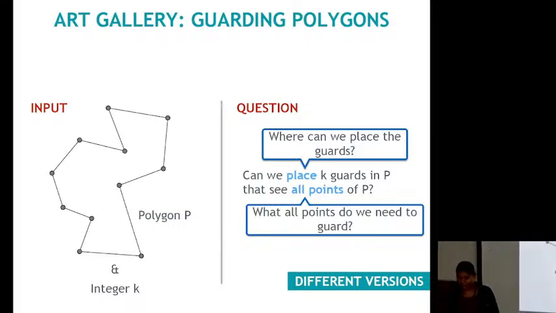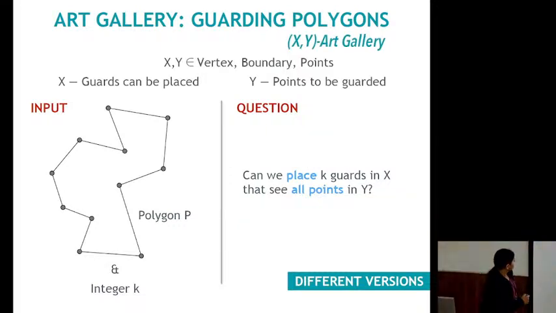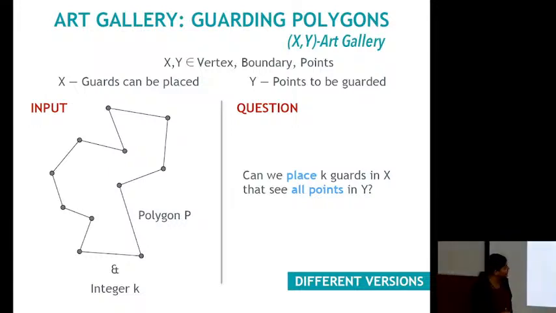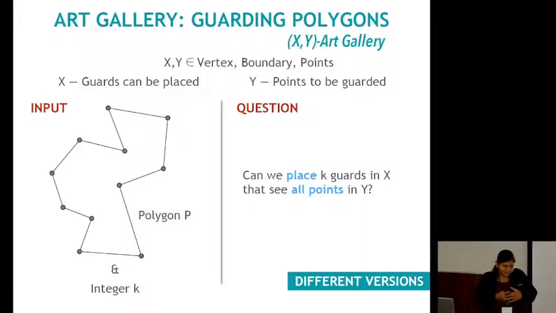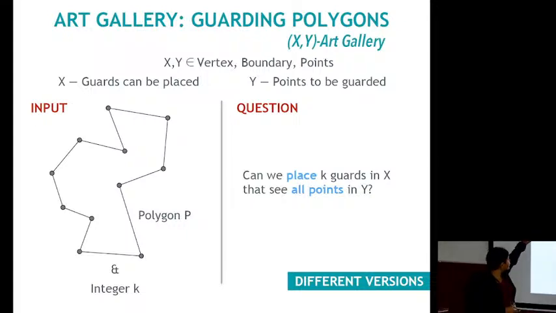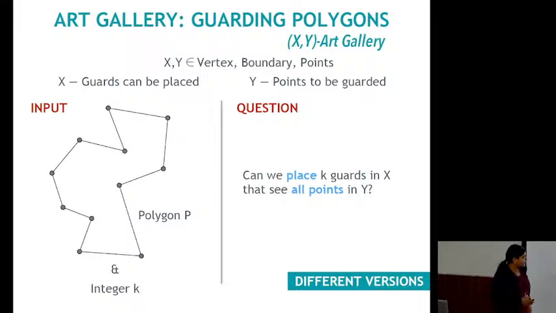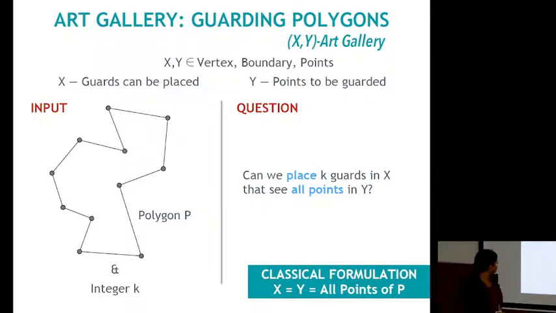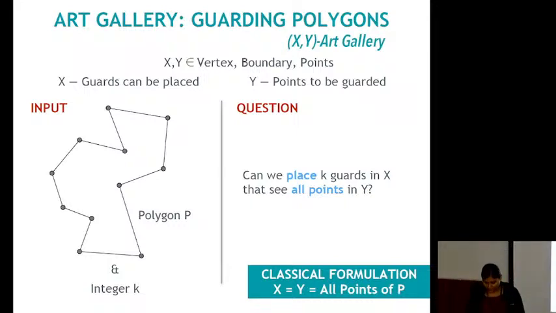Some of the variants can be defined as follows, where suppose X is the set where the guards can be placed, and Y is the set of points from the polygon that need to be guarded. X could be, say, the vertex set of the polygon, or the boundary of the polygon, or all the points in the polygon. Similarly, Y can be one of these three things. Based on the choices of X and Y, you get what we call the XY art gallery problem. And we will be focusing on the vertex version. The most classical formulation is when X and Y are all the points of the polygon.